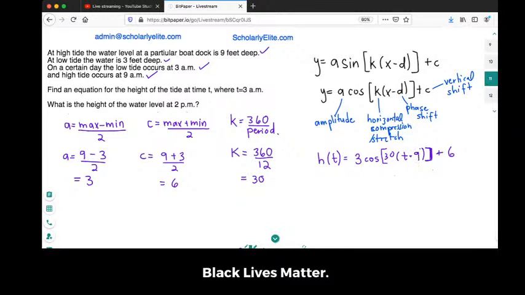The reason it's minus 9 is because our standard function for cos or sine is a sine or a cos of k times (x minus d), and so on. Because our typical function has the negative in it, when I use a positive value like 9, because time is linear, it's going to be positive, right? Technically there's no negative time.